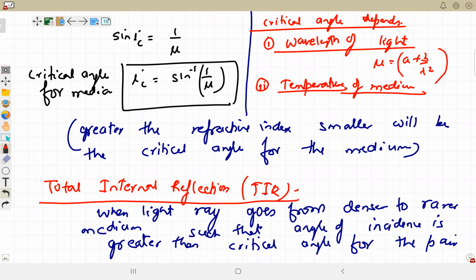Yes. What are the two conditions, Mr. Vikramaditya? What are the two conditions under which we will obtain the TIR? Light should go from where to where? Denser to rarer. Light should go from denser to rarer, and the angle of incidence should be greater than critical angle.